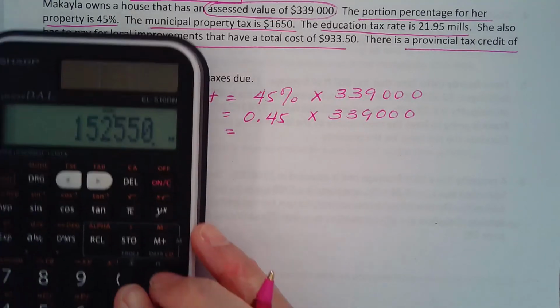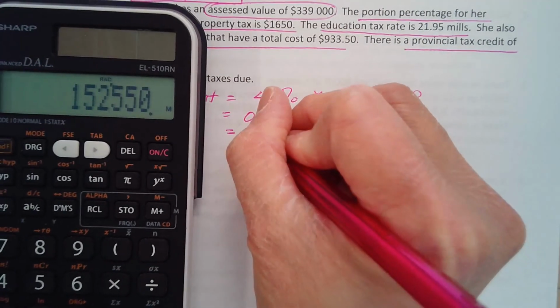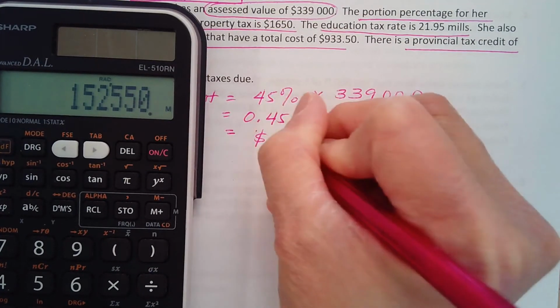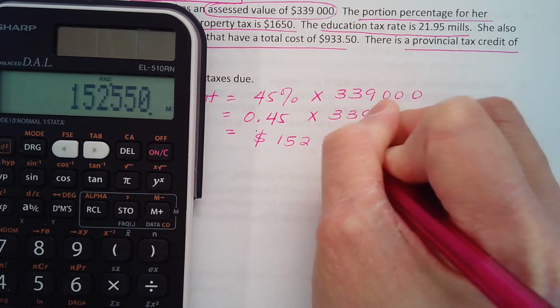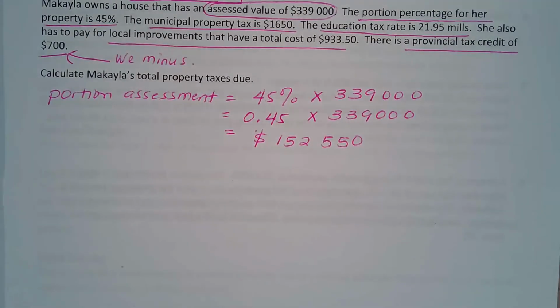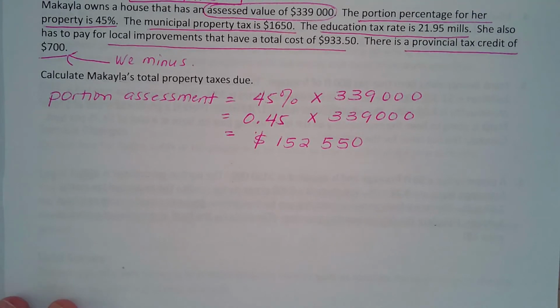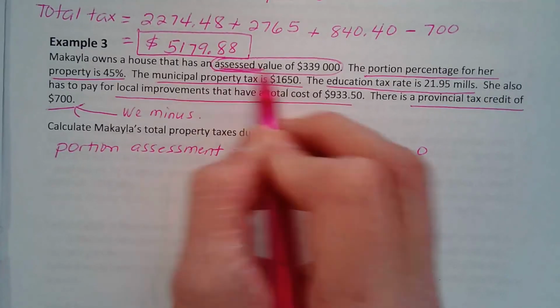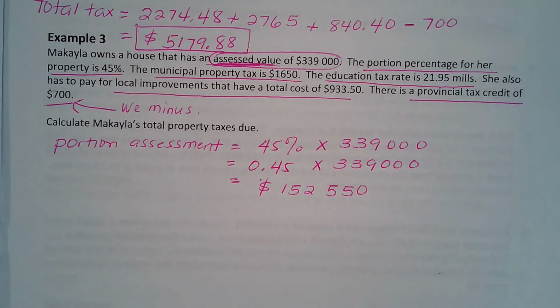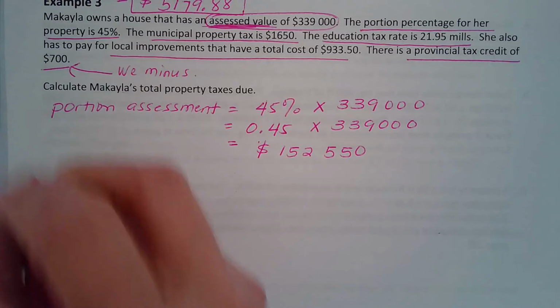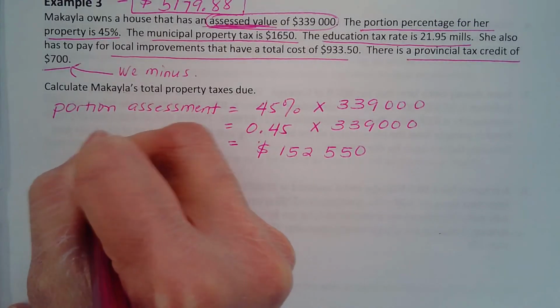Okay, so the portion assessment is going to be $152,550. We had to do that because they told us the assessed value, not the portion assessment. Okay, now we need to do the municipal tax.